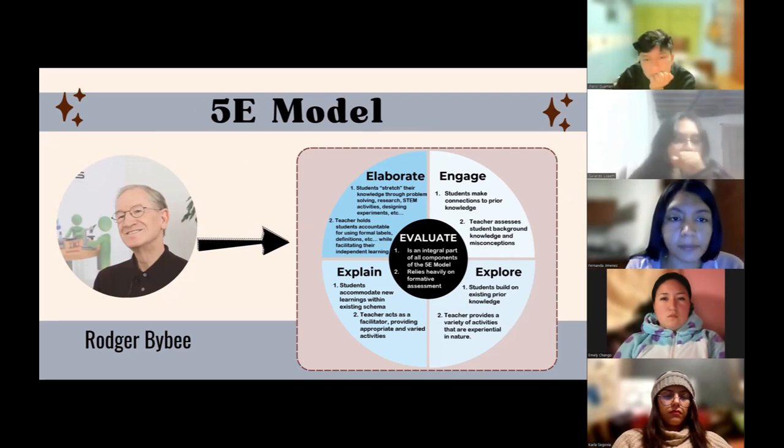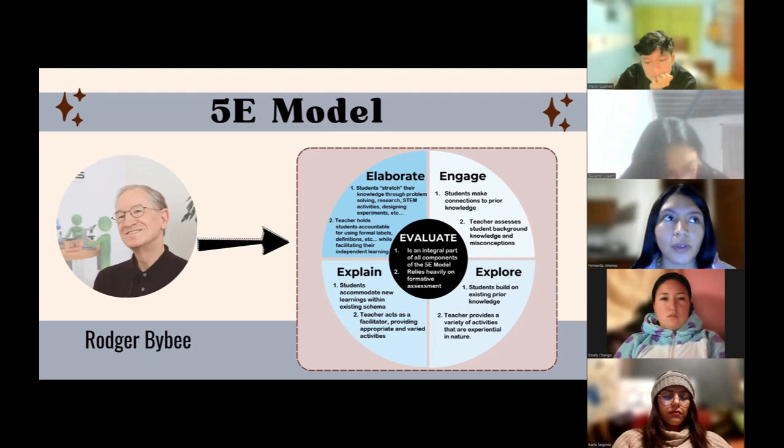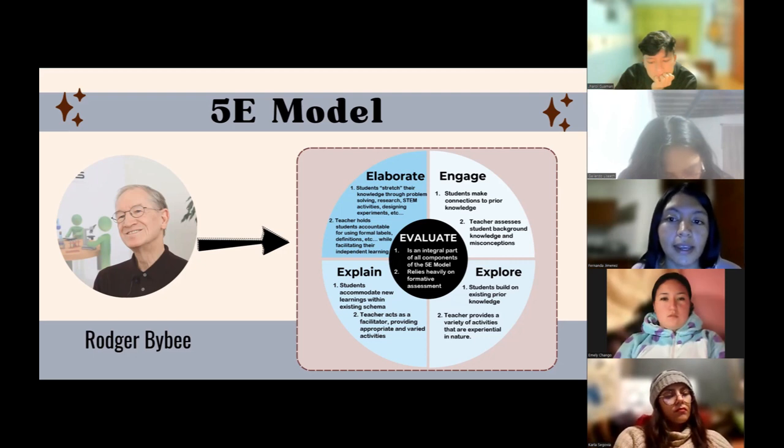Also, we have another model, which is the 5E model. This model was developed by the American educational biologist Roger Bybee. The 5E model consists of 5 sequential stages that guide the teaching and learning process. The first stage is engage, in which the teacher arouses the interest of the students and captures their attention. Then we have the explore. The students engage in hands-on activities, investigations, or experiments to explore the topic at hand.